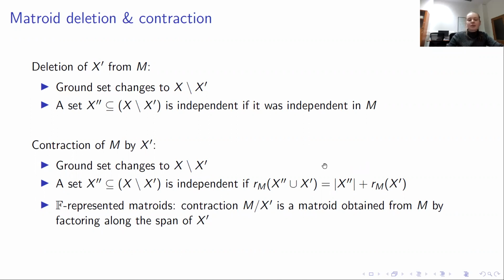For the rest of the talk, I will mostly work with F-represented matroids, and in this case, the contraction can be expressed by the notion of quotient space, or factoring along the span of X prime.